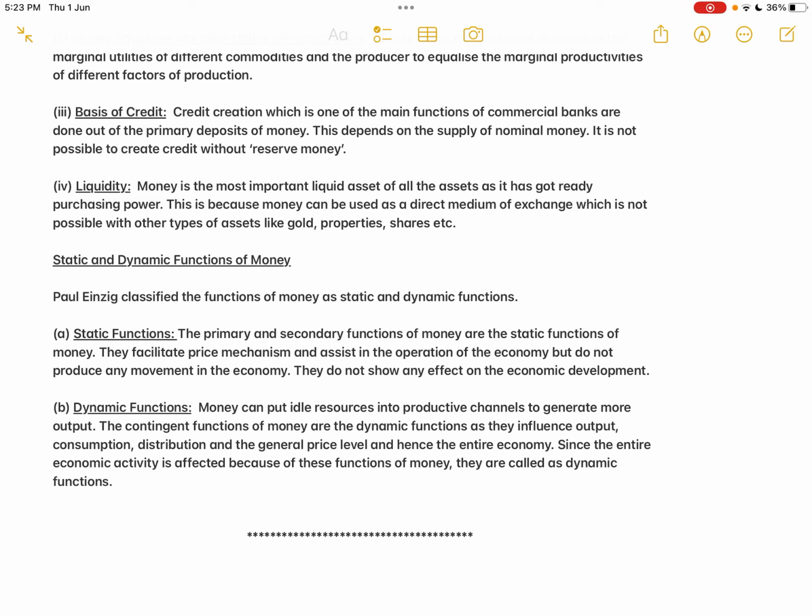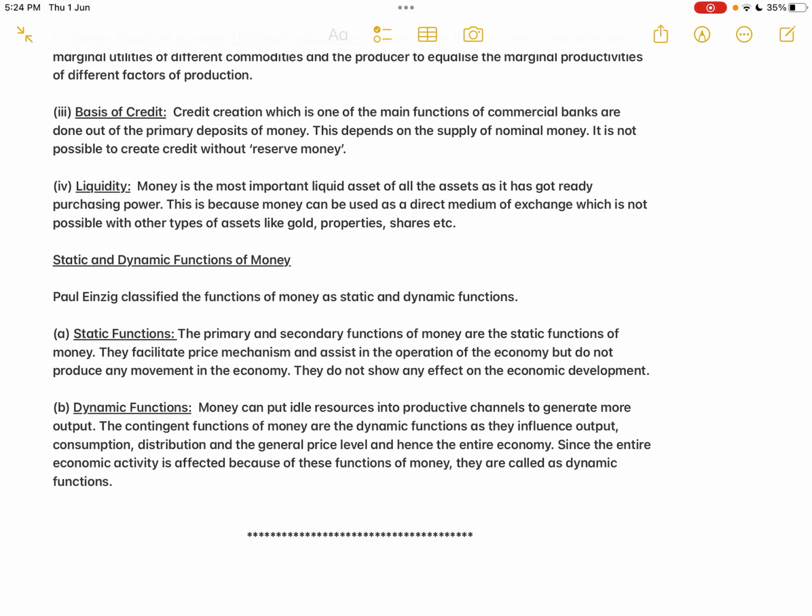Now, static and dynamic functions of money. Paul Einzig classified the functions of money as static and dynamic functions. The static functions, first, are the primary and secondary functions of money. They facilitate the price mechanism and assist in the operation of the economy, but do not produce any movement in the economy. Money acts as a medium of exchange.